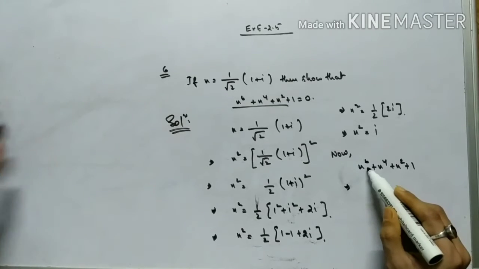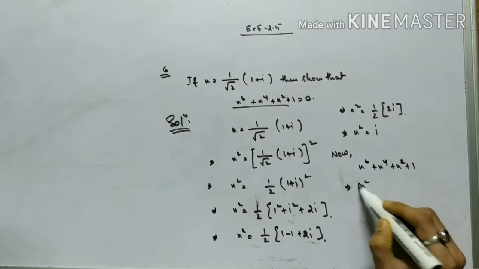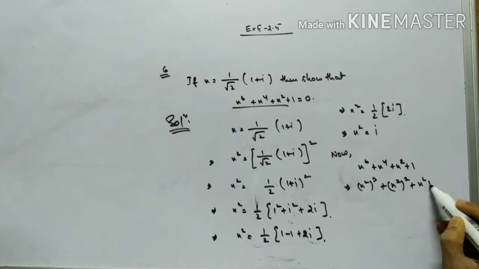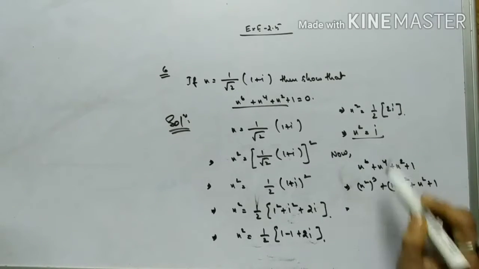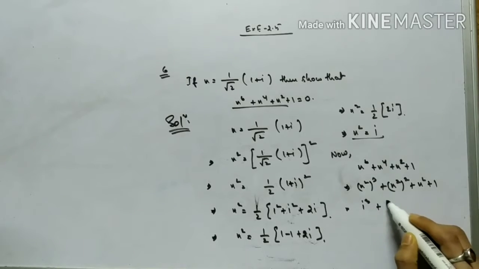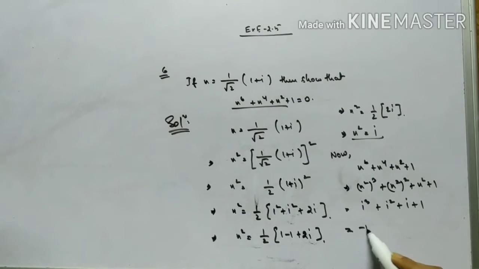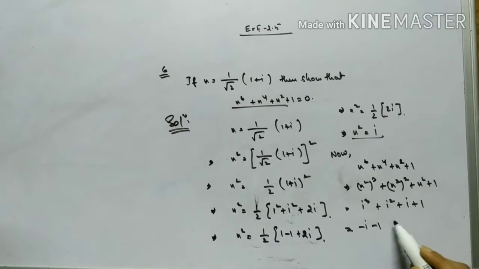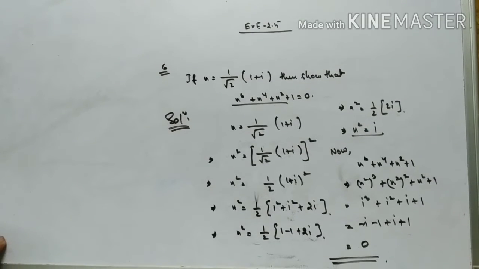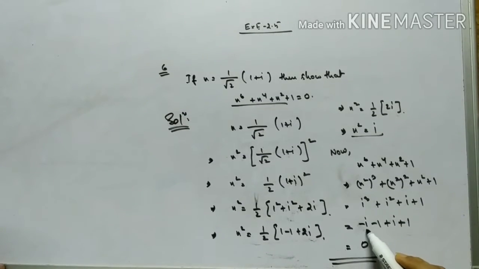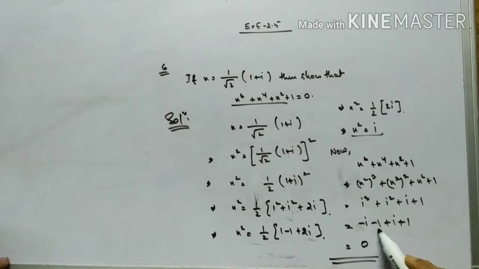Okay, x to the power 6 I can write as x square to the whole power 3. This one I can write as x square to the whole power 2. This is x square plus 1. X square value is i given, so this will be i cube, this will be i square, this will be i plus 1. i cube value is minus i, this is minus 1 plus i plus 1. So this discard, this discard, ultimately you will get 0. Okay. i cube value is minus i and i square value is minus 1. Okay.